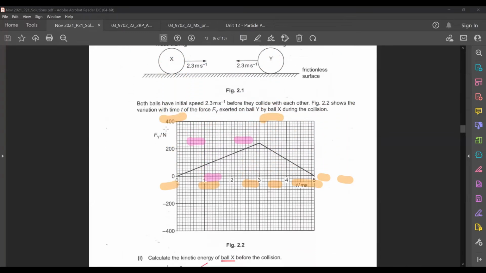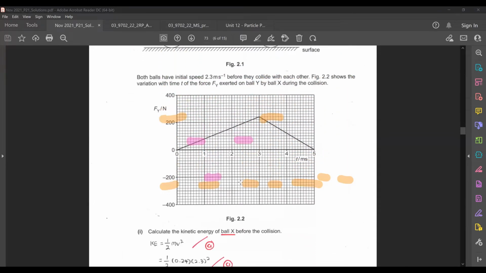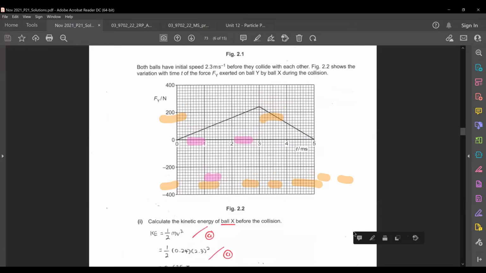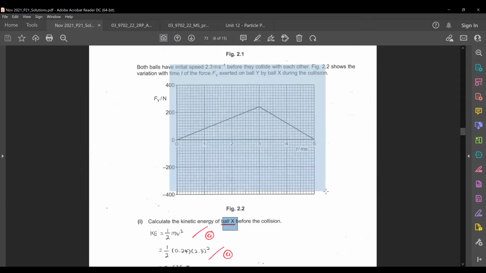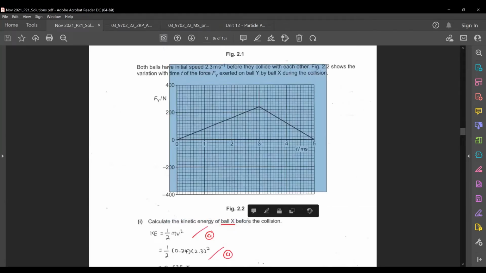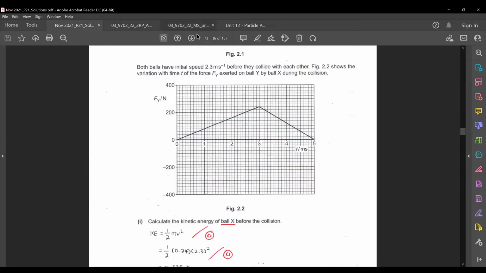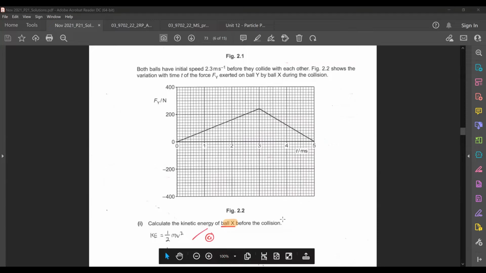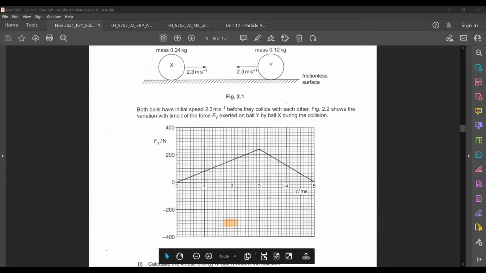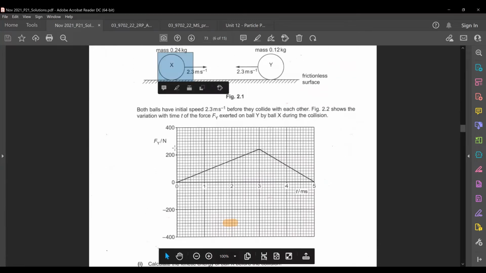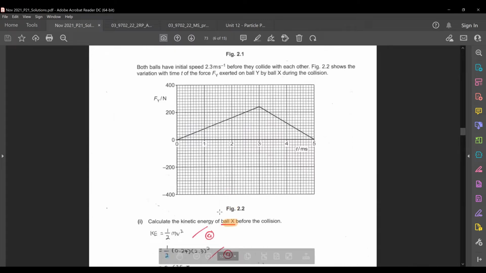Then they ask you to calculate the kinetic energy of ball X before collision. The diagram is talking about Y, but the question is talking about X. So please be very careful when you read your question. What is the kinetic energy of ball X? You know the mass, you know the speed. So this one is pretty straightforward.